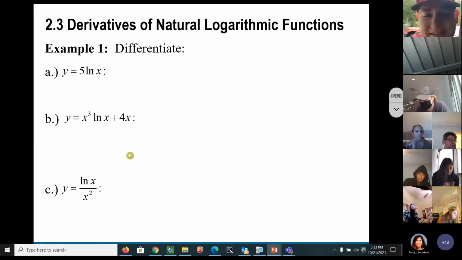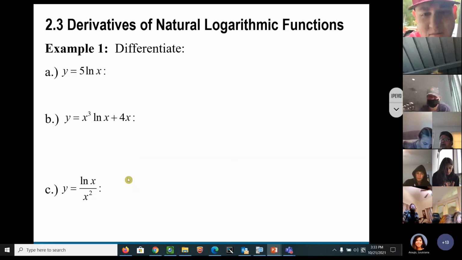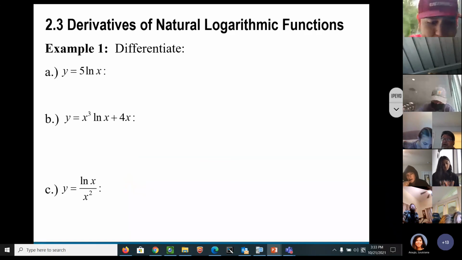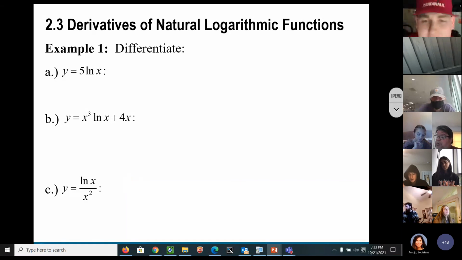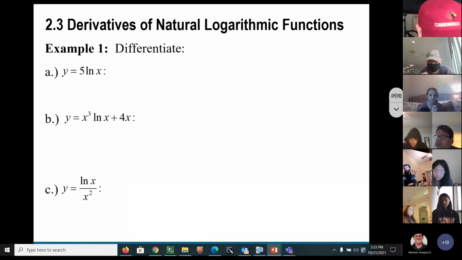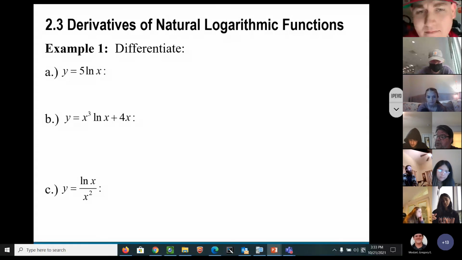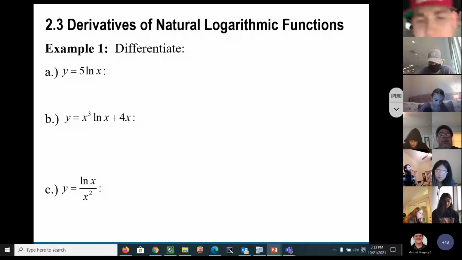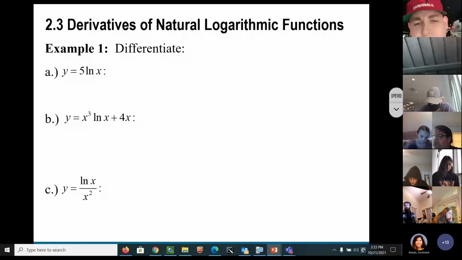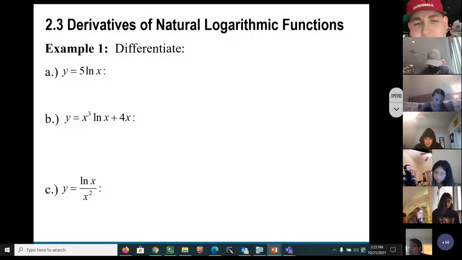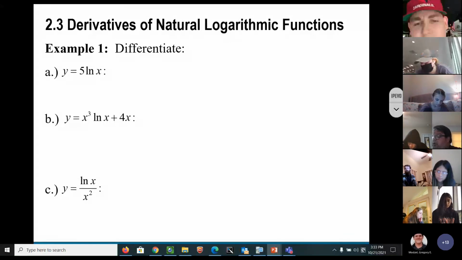Next. Here we go. Write these down. Y is equal to 5 times the natural log of x. Y is equal to x to the third natural log of x plus 4x. And then y is equal to natural log of x over x squared.